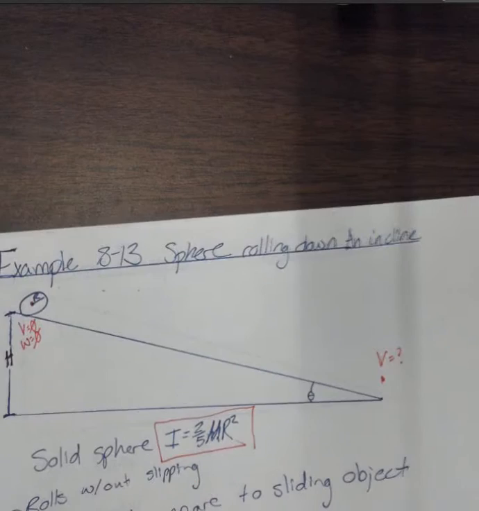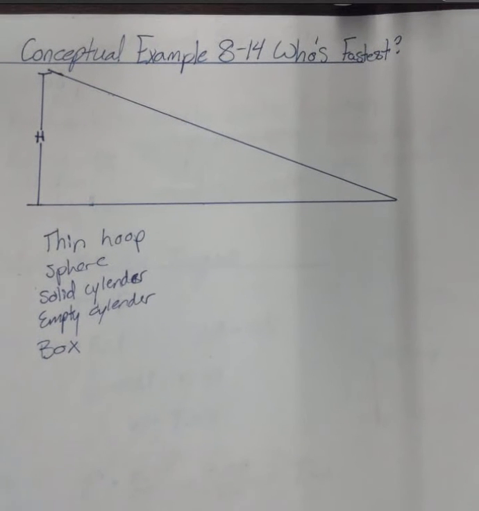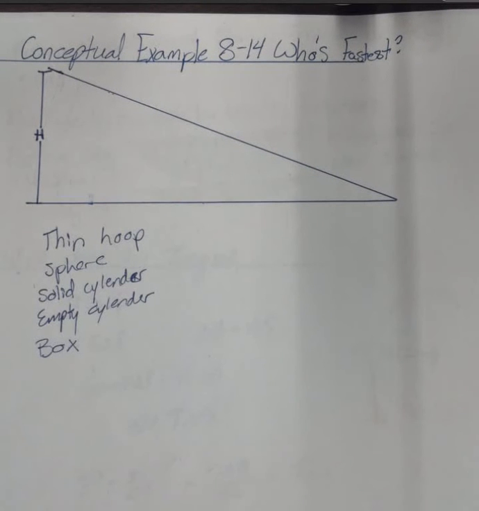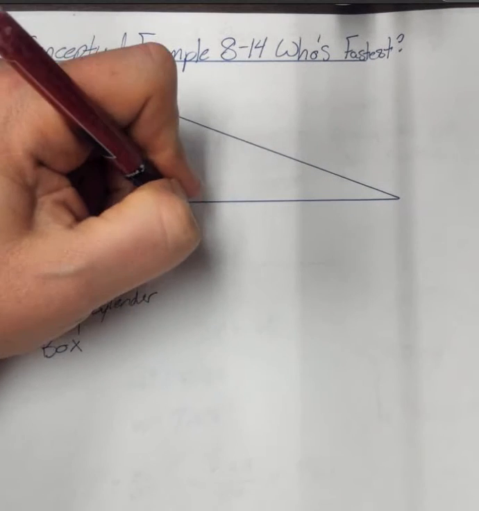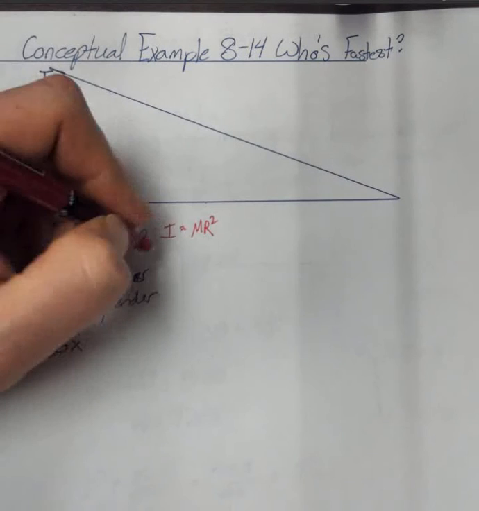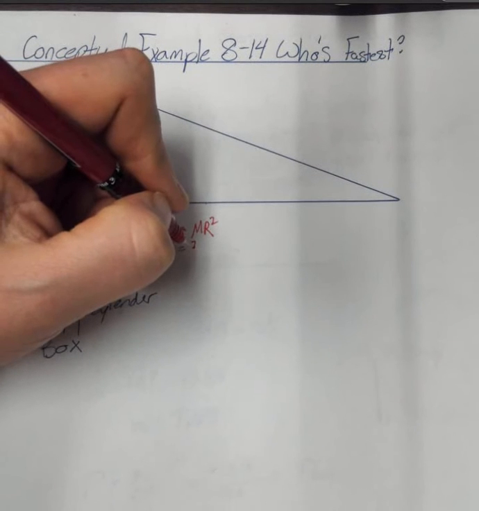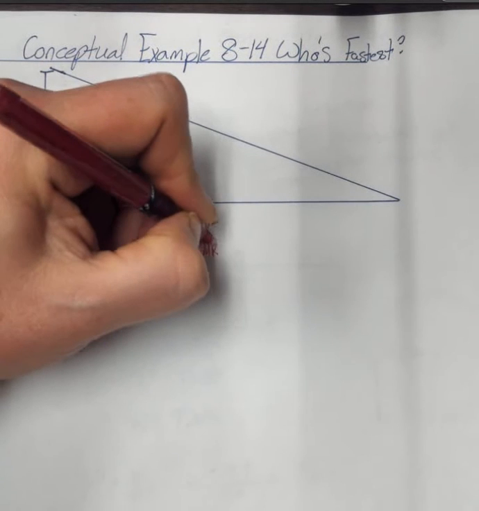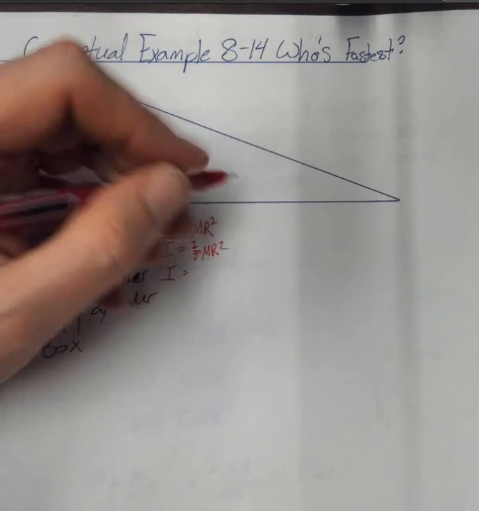So that brings us to another question that we could look at. It's a conceptual question of who's the fastest. So if you had the following objects rolling down a hill, we're going to be taking a peek at what their moments of inertia are. A thin hoop, I equals mr squared. A sphere, is it 2/5 or 5/2? Sphere, 2/5 mr squared. A solid cylinder, I equals 1/2 mr squared.